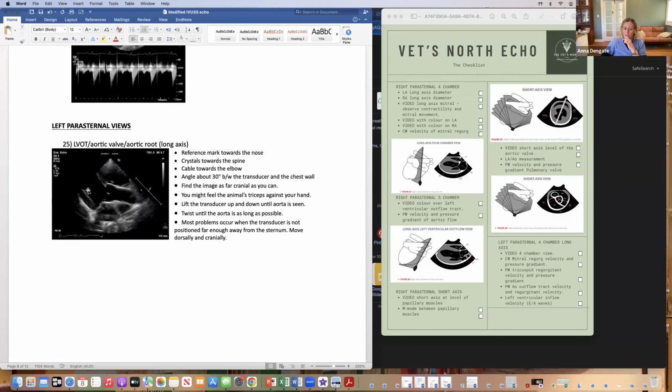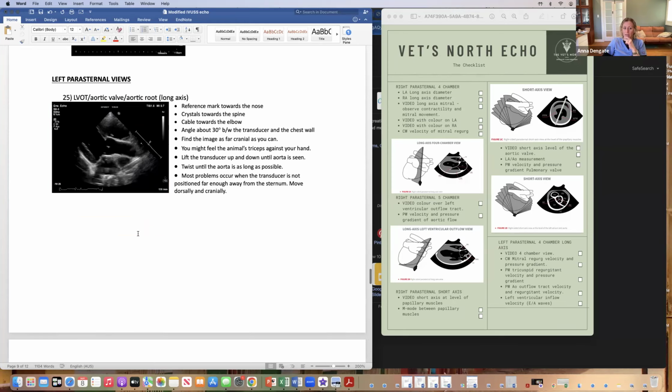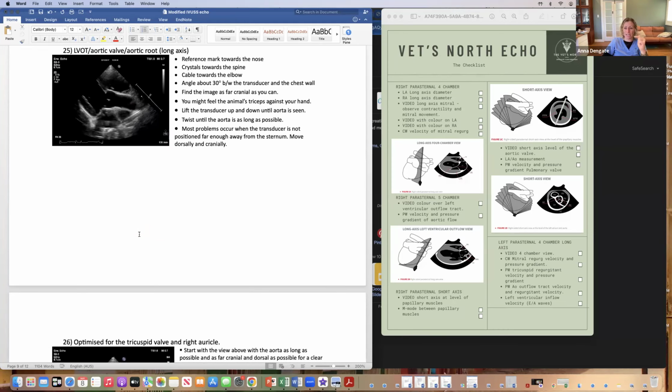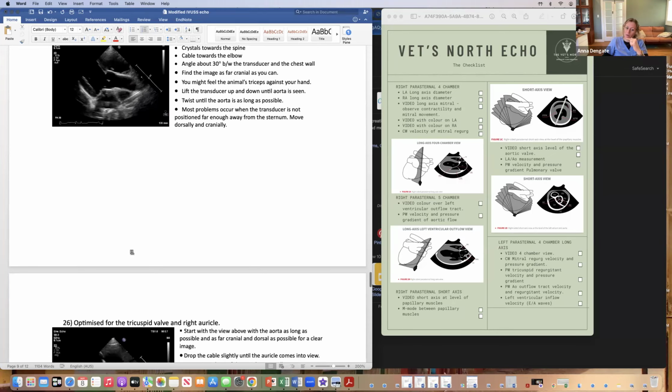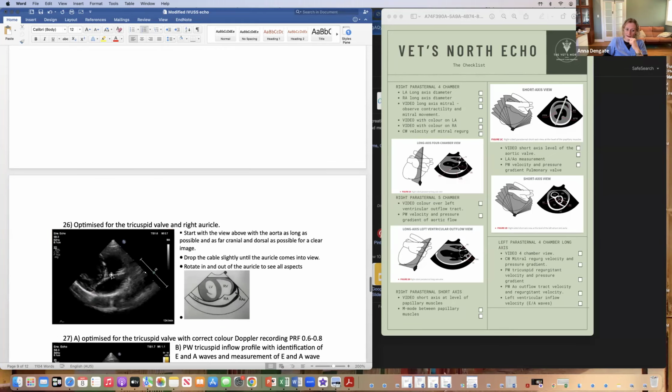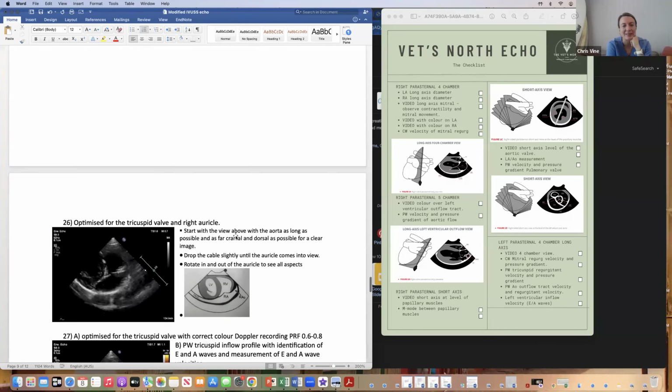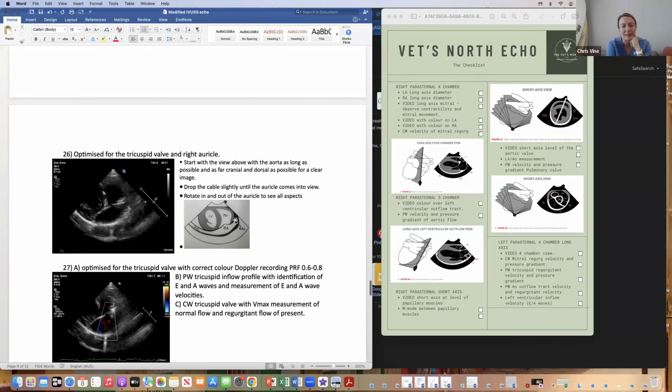So this view where we're optimizing for our aorta, I really only get that view as a reference point to then tilt towards the spine, towards the heart base, to catch the pulmonic valve, which is wrapping around. Oh no, this is tricuspid, sorry. Oh, good picture. That's a great reference.